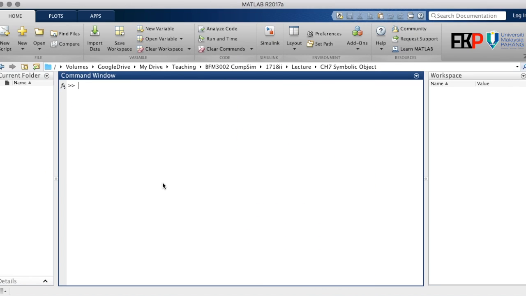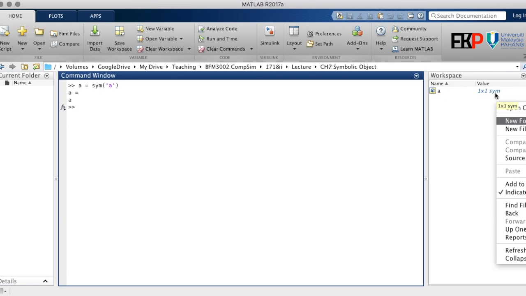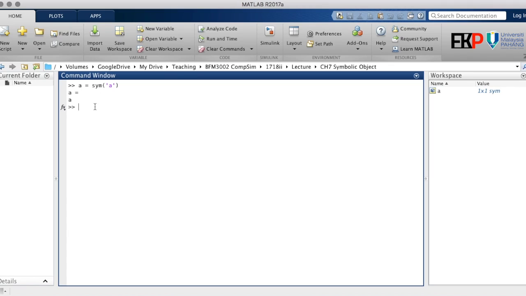For example, if we want to assign A to the symbolic object, we will type in A equal to sym. If we want to assign the symbolic object A to the variable A, this is how we type in A equals sym of A as a string. When we press enter, we see that A is equal to A. And in the workspace, you see A is 1 by 1 sym, which means that A is a symbolic object.